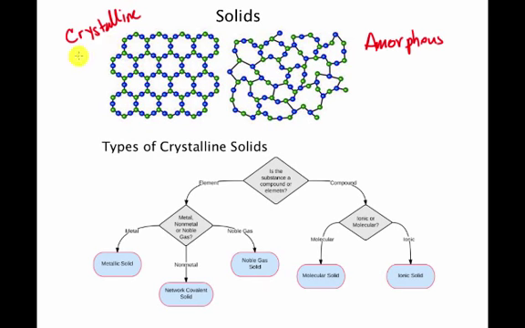Okay, and the difference here is that the crystalline solid has the arrangement where it repeats itself and it looks like a crystal. It's a very repeating pattern over and over again. Amorphous is where they're kind of randomly arranged. A very good example of the difference between the crystalline and amorphous solid would be sand and glass.